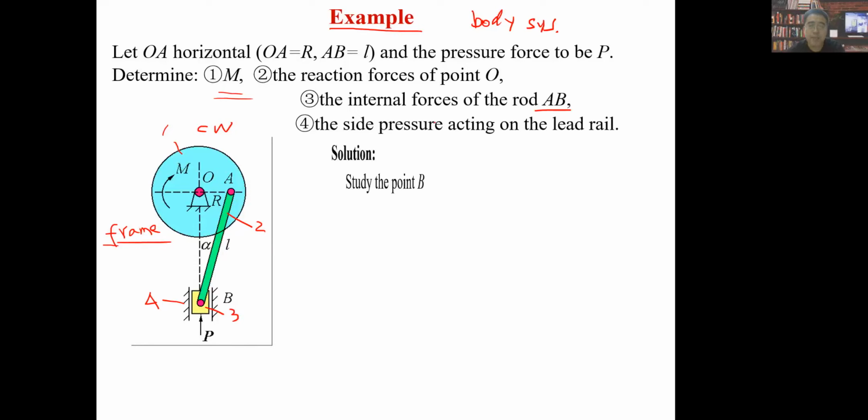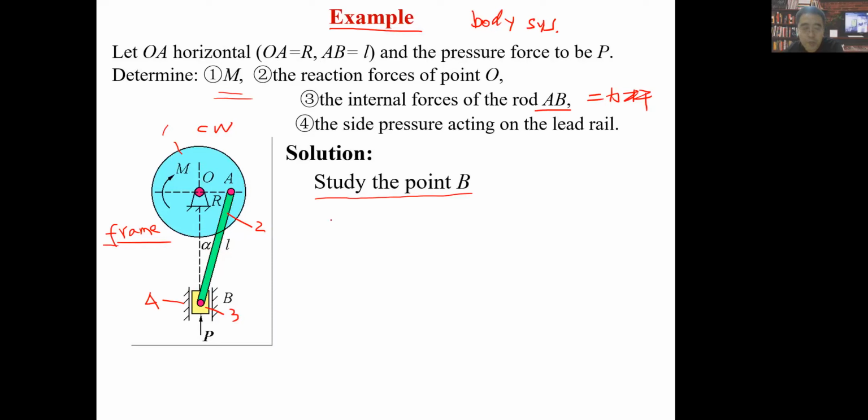So let's see, because we know that AB is the 二力杆, right? So we just follow the process of its solution. First you said to study the point B. Actually, it means we select this slider B as the object to be studied. When the whole system is in a condition of equilibrium, then when we select one part of this whole system, it also should be in the state of balance, right?